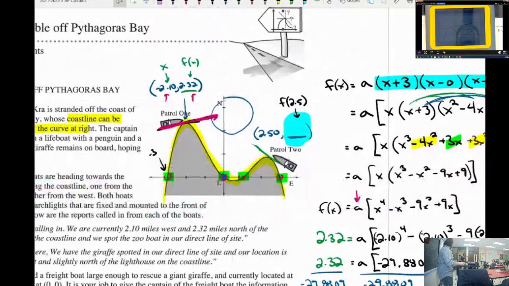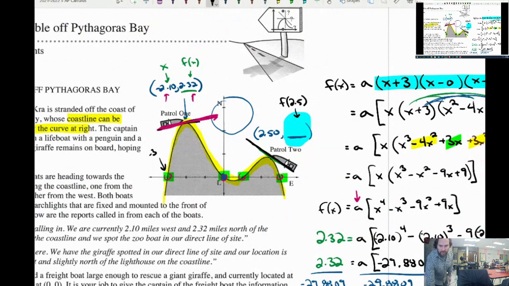AP Calculus students, today we're looking at how to find the equation of the tangent line, which you guys live in class can't really see right now because my cameras are kind of reversed, but how to find the equation of the tangent line for Patrol 2 on this graph.